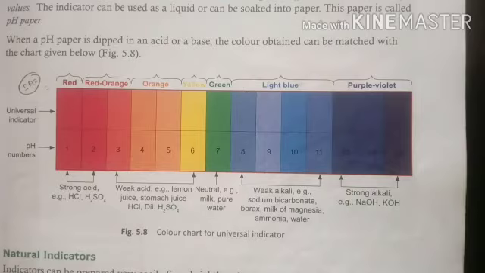Now what is the need to use it? As we have discussed, litmus paper gives you only a color. If we put blue litmus into acid, it gives only red. And red litmus paper gives blue in base. But these will not tell you how strong the acid is. For that you require a pH strip.